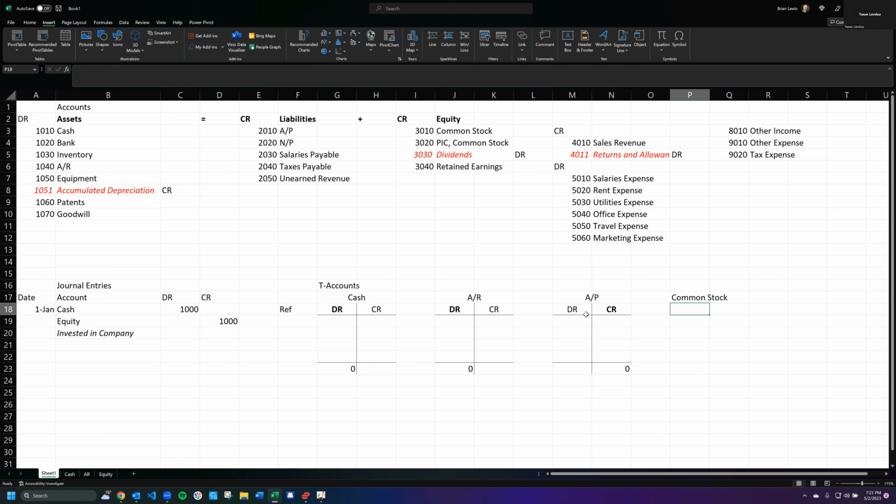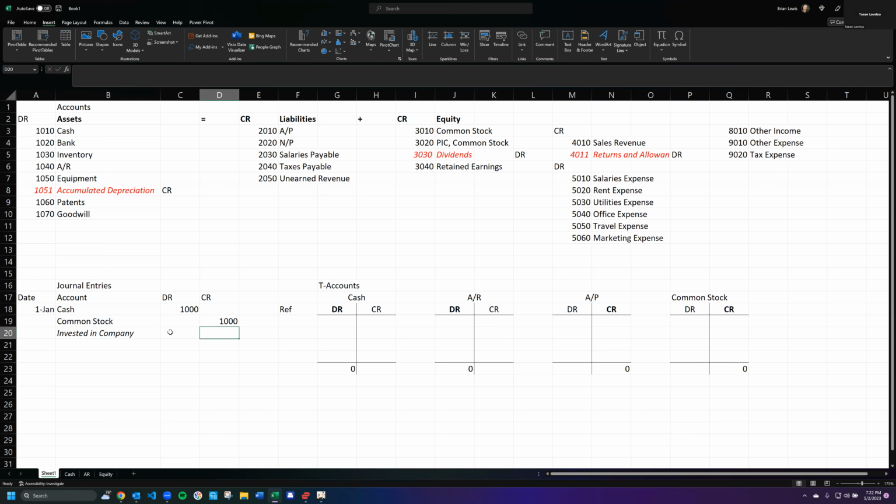Okay, let's copy this over. This is going to be exactly the same. It's going to be a credit balance, right? Because normal credit balance for liabilities, which is accounts payable. I'm actually going to change this to common stock.